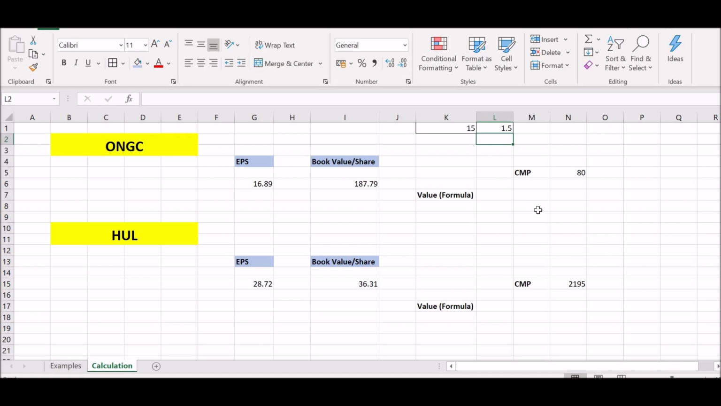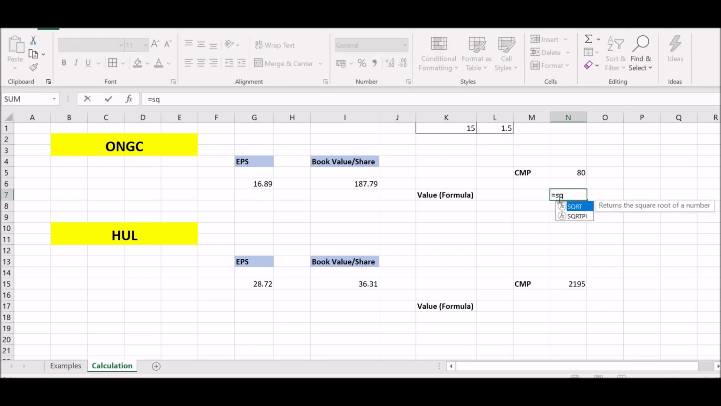Again, just recall it. 15 represented the highest PE ratio that the stock should have, and 1.5 represented the highest PB ratio that the stock should have. So quickly calculate that. It was the square root of 15 multiplied by 1.5 multiplied by the earnings per share TTM, as mentioned. It was trailing 12 months. That means simply the last 12 months.